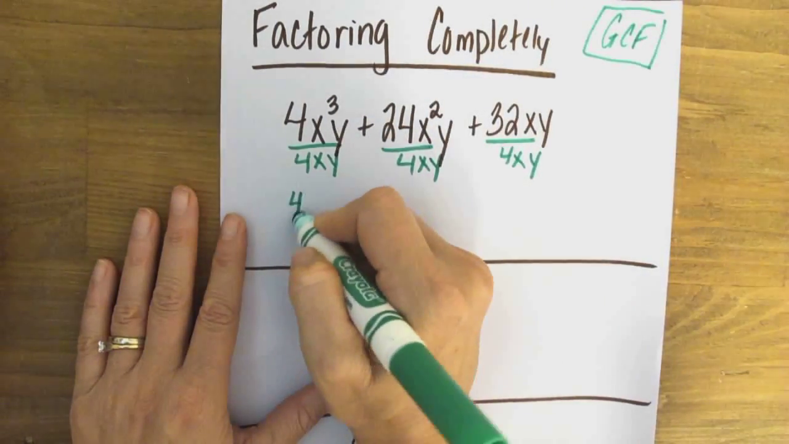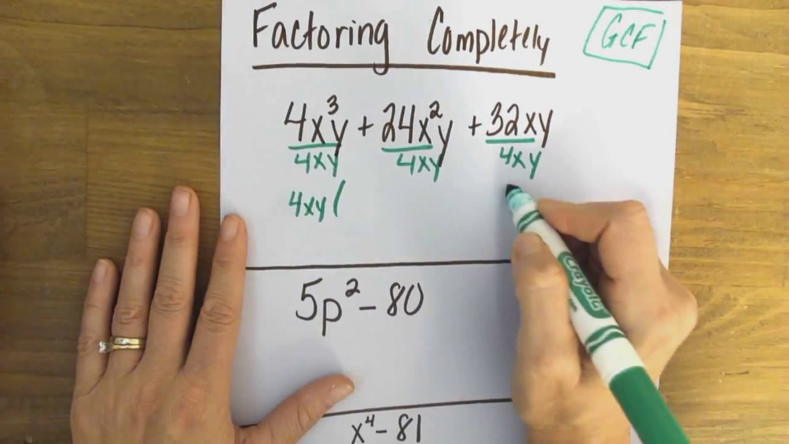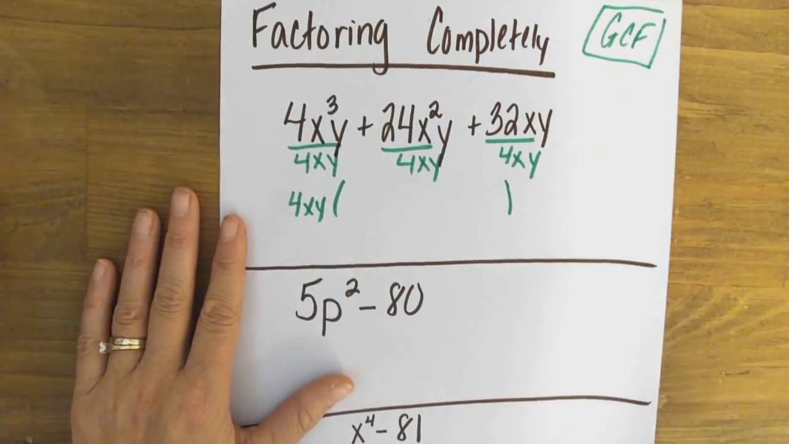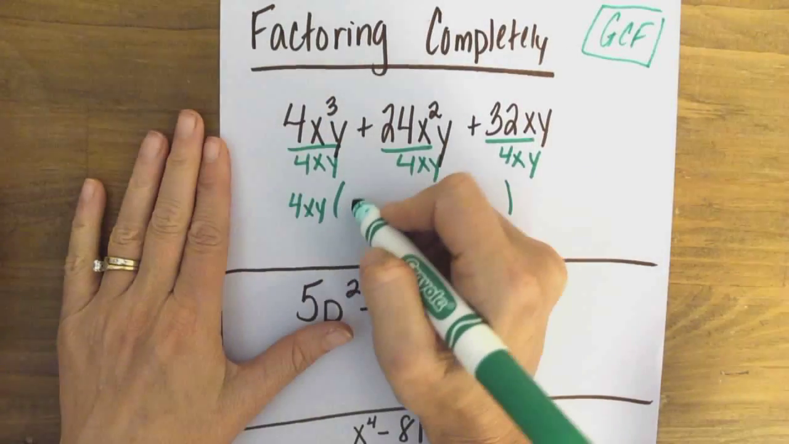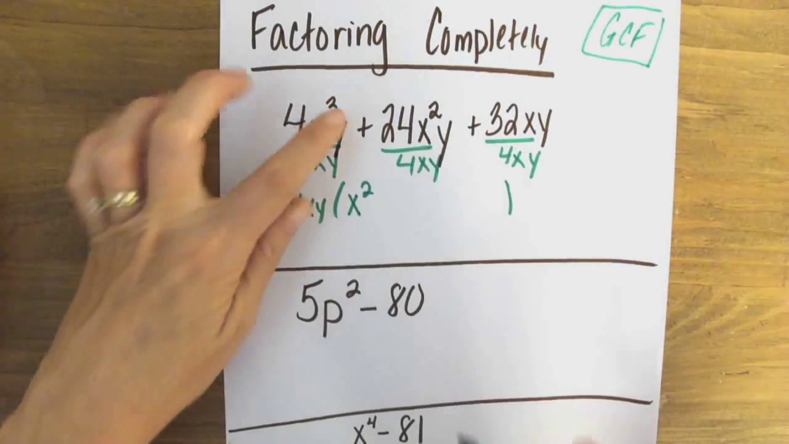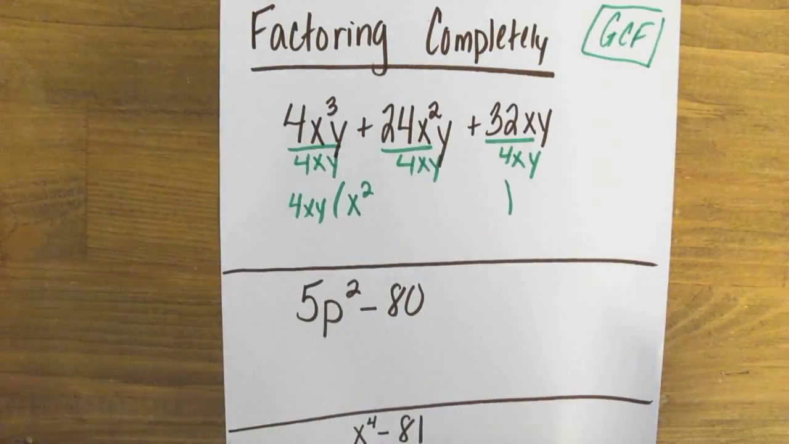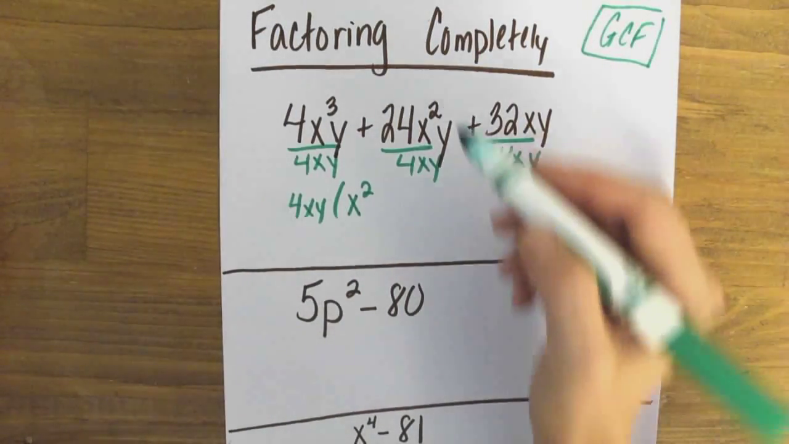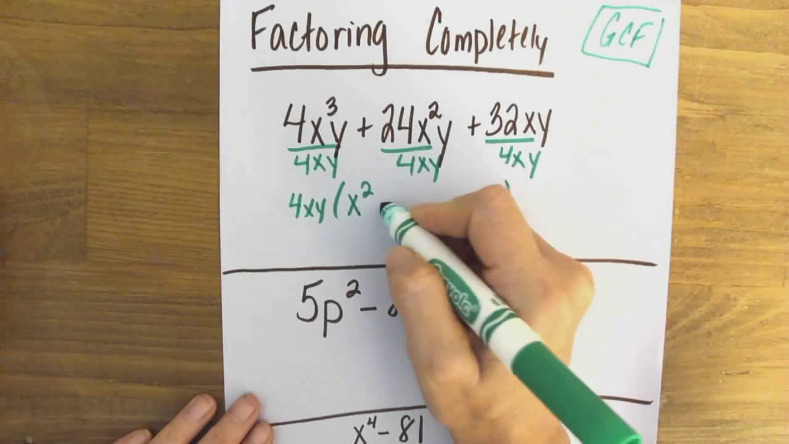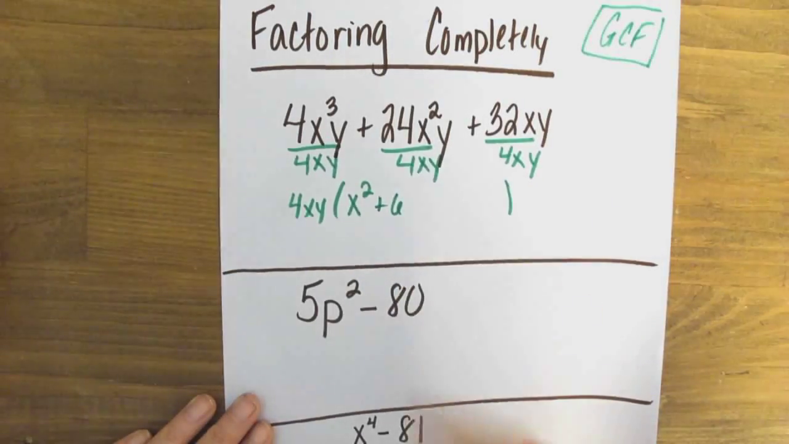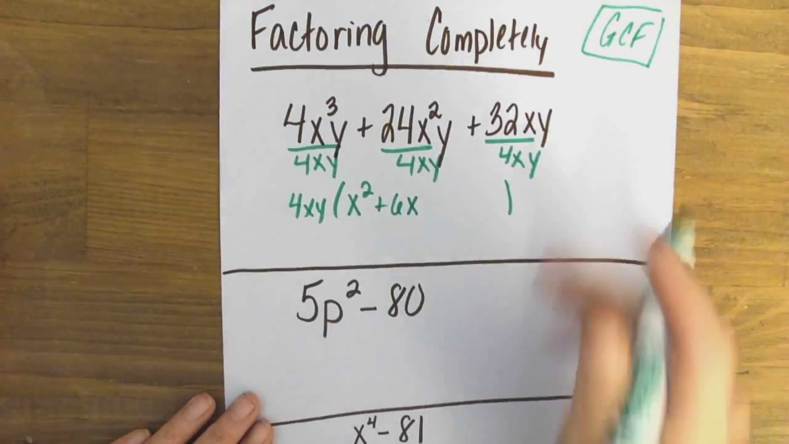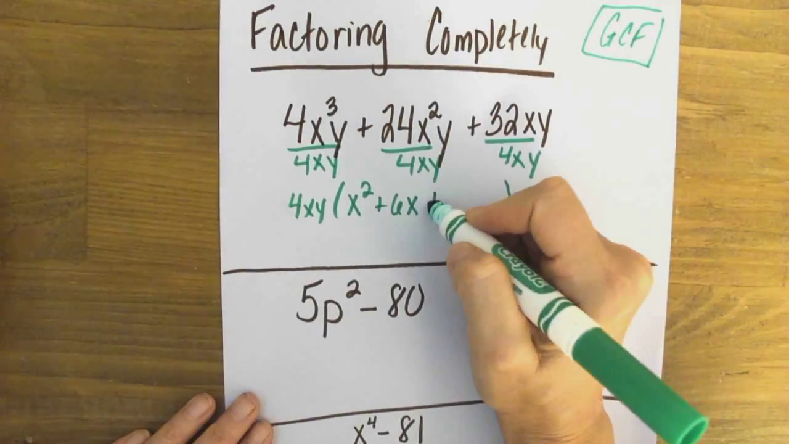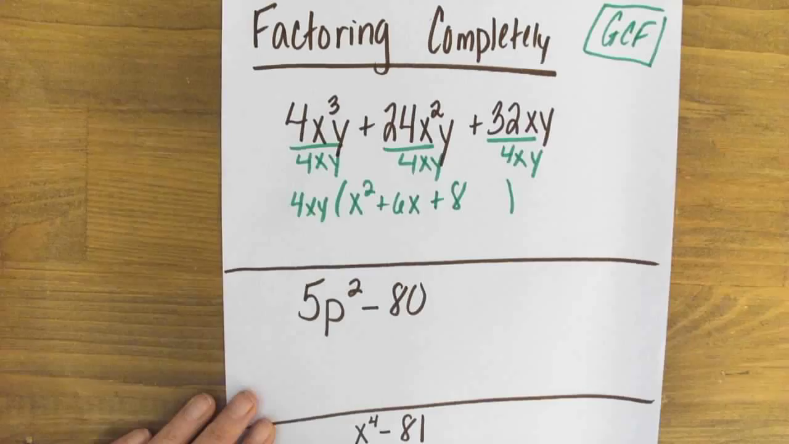So my GCF was 4xy. So I put the GCF out in front like we learned. 4 divided by 4 is 1. X cubed over x is x squared. And the y's would fall out, or they'd just become 1 or cancel out. 24 divided by 4 is positive 6. One of the x's would still be there, and the y's would cross out. 32 divided by 4 is 8. The x and the y would fall out.